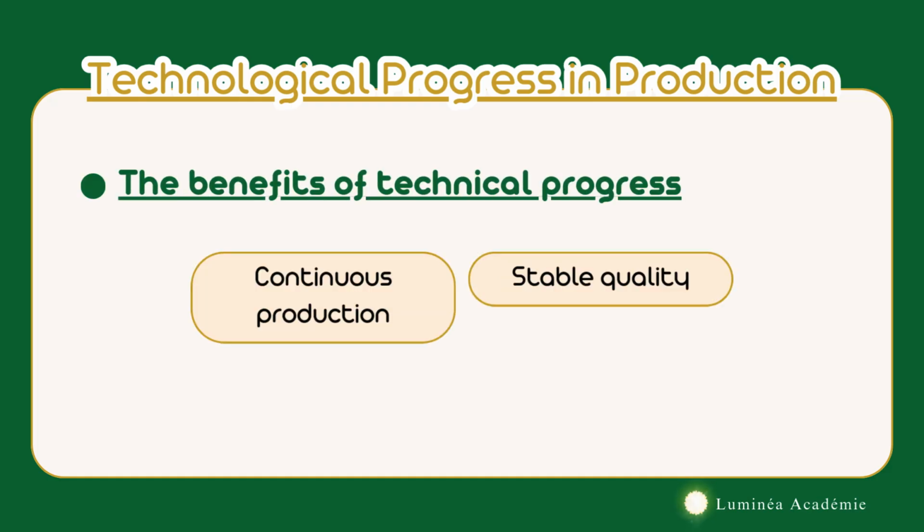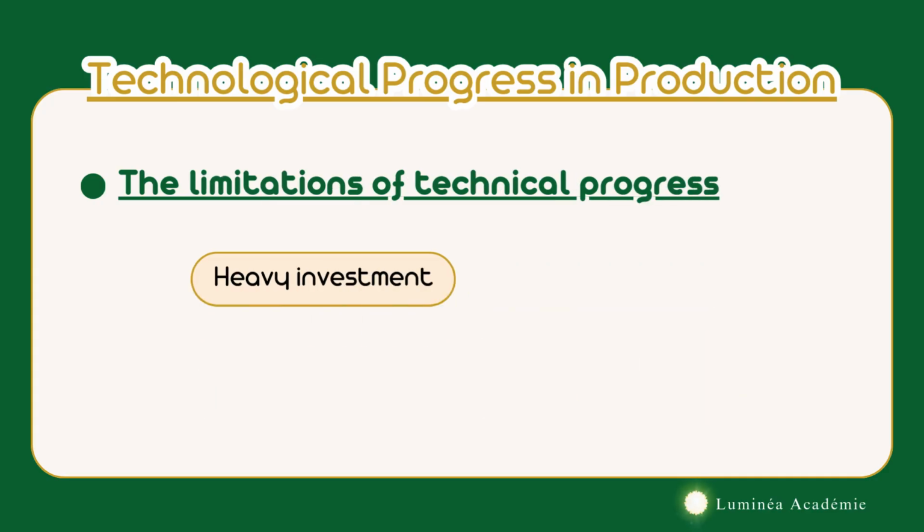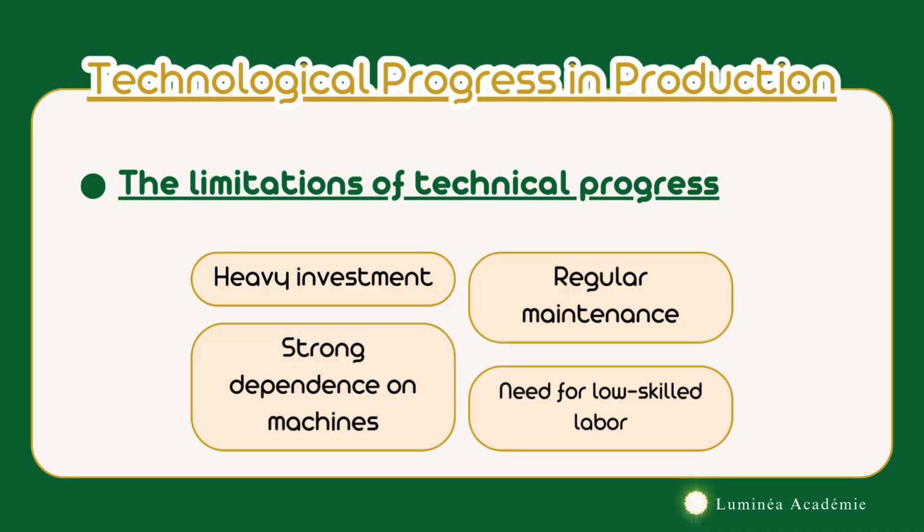However, technical progress is not without its challenges. On the positive side, automation allows continuous production, stable quality, lower costs, and better working conditions by reducing physically demanding tasks. On the other hand, it requires heavy investment, regular maintenance, and creates a strong dependence on machines. It can also reduce the need for low-skilled labor, which raises important social and organizational issues. This is why automation must always be managed carefully and strategically.